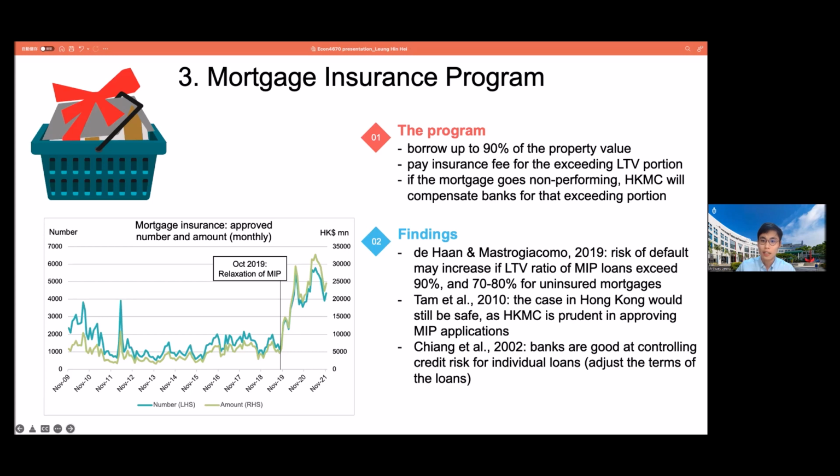For example, if the bank thinks that an individual is not very stable in their job, or they have some risk of not repaying their loans, they can adjust the terms of the mortgages accordingly, for example, with an increased interest rate for repayment. And as we can see, after the relaxation of MIP, the amount approved by HKMC for the mortgage insurance expanded a lot. And maybe even more today because of the renewed mortgage plan by the financial secretary recently.